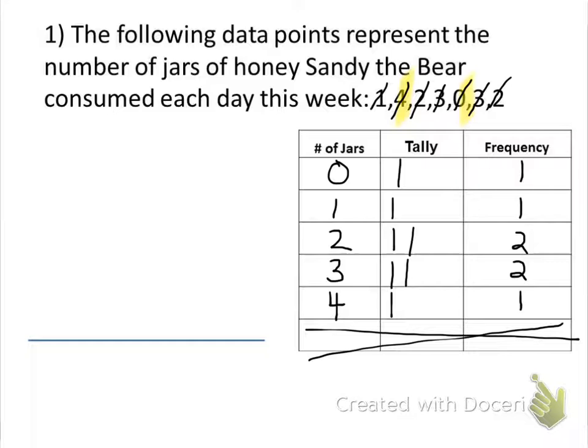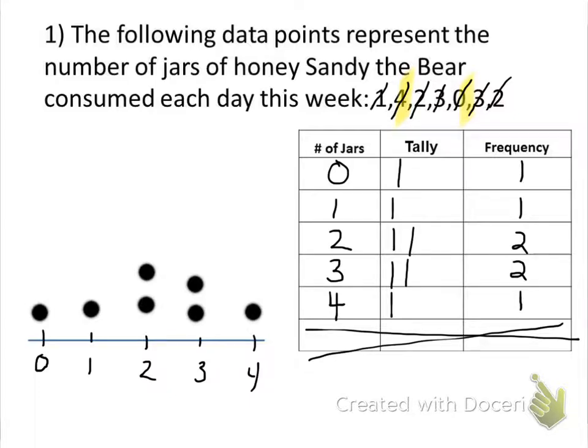Now we need to set our data intervals along our line down here. So we need to go from 0 to 4, and we need to space them about evenly. So 0, 1, 2, 3, 4. And now we plot our data. So one day Sandy didn't eat any honey. One day he ate 1 jar. Then one day he ate 2. Another 2 days he ate 3, and 1 day he ate 4.